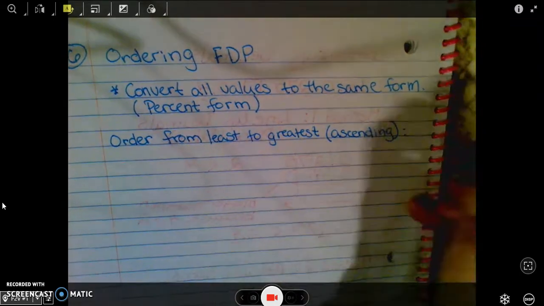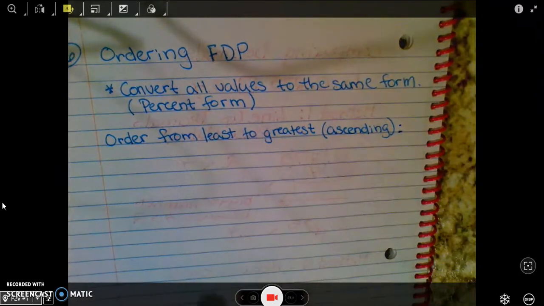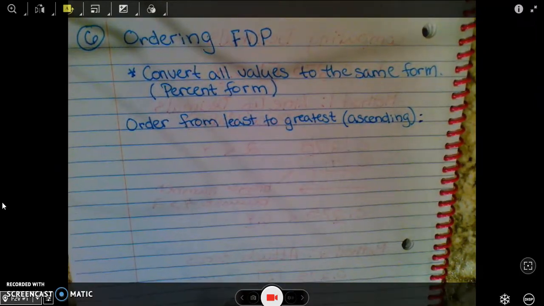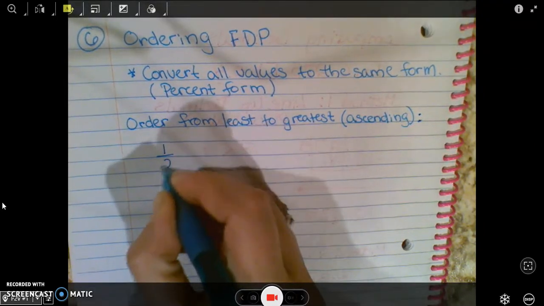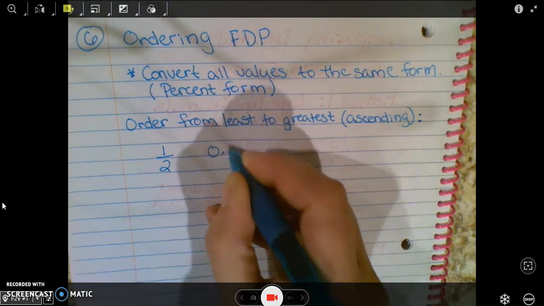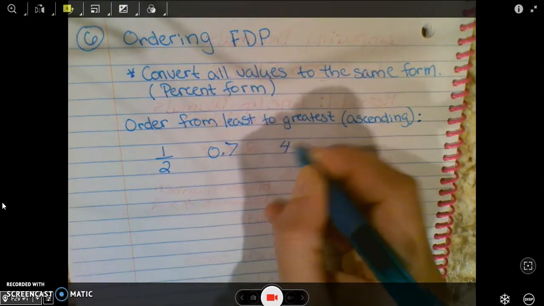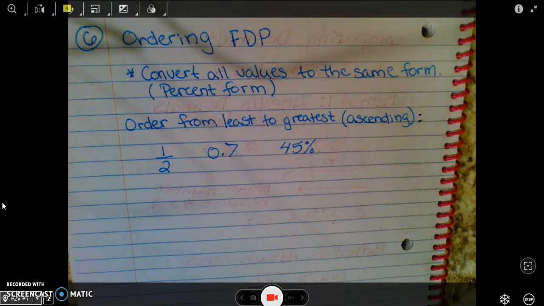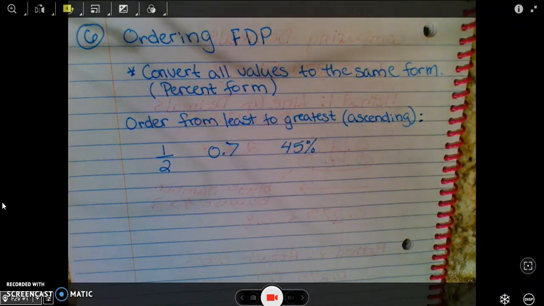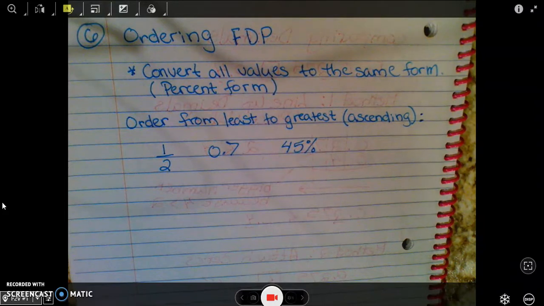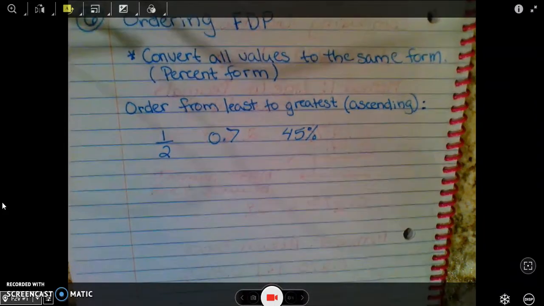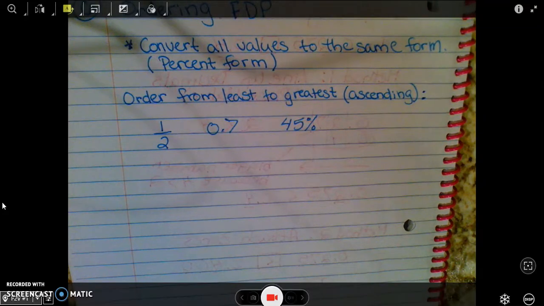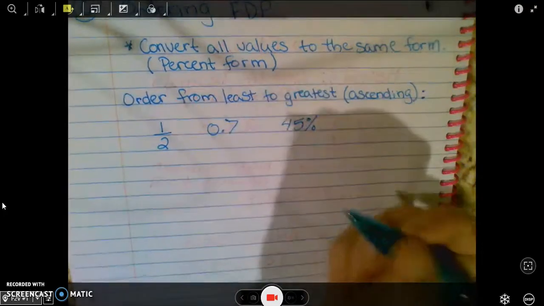So I'm going to give you 3 values. You could be asked to do up to 4, but nothing changes in your strategy if you have 4. I'm going to give you 1/2, 0.7, and 45%. Like this says up top, you want to convert all the values to the same form. In this instance, I have 1 fraction, 1 decimal, and 1%. If I didn't have any percents, I might not want to use percent form, but I'm going to go ahead and put these in percent form.